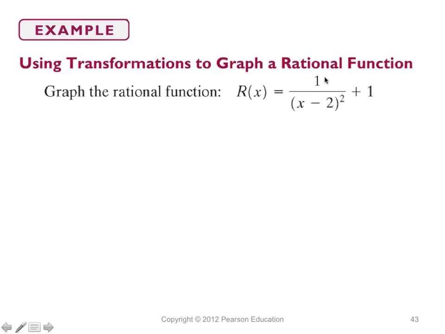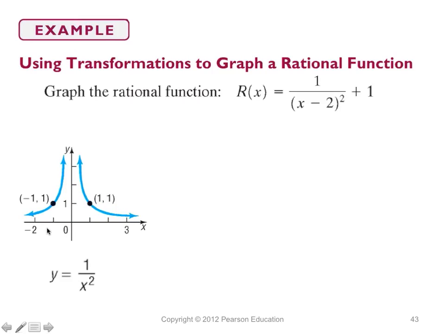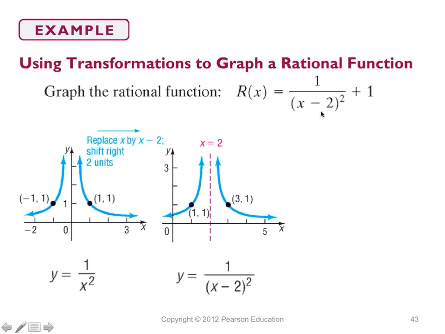So if we have r of x equals 1 over x minus 2 squared plus 1, then we should just identify the original graph here, which is just going to be y equals 1 over x squared, which just looks like it has kind of this U shape here, U shape over here. And then if we look, we have this inside transformation. So x was replaced with x minus 2, which means that we actually shift our graph to the right 2. And you'll notice we have this dotted line. This is called an asymptote, as it has been shifted along with our graph. We're going to talk about how to find asymptotes in just a minute here.